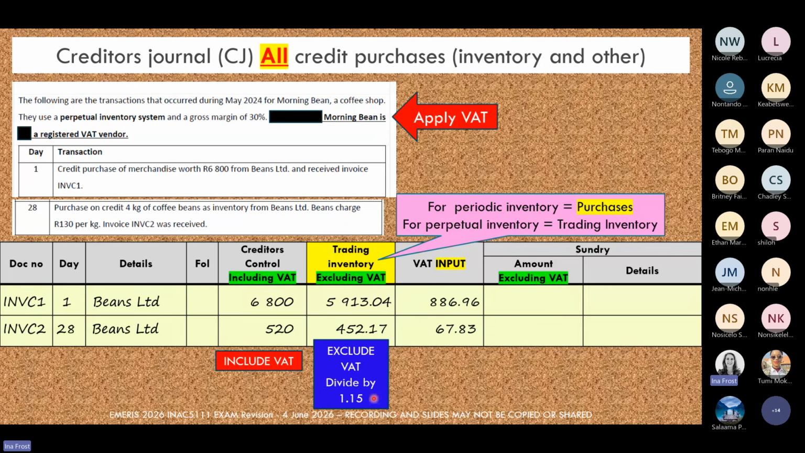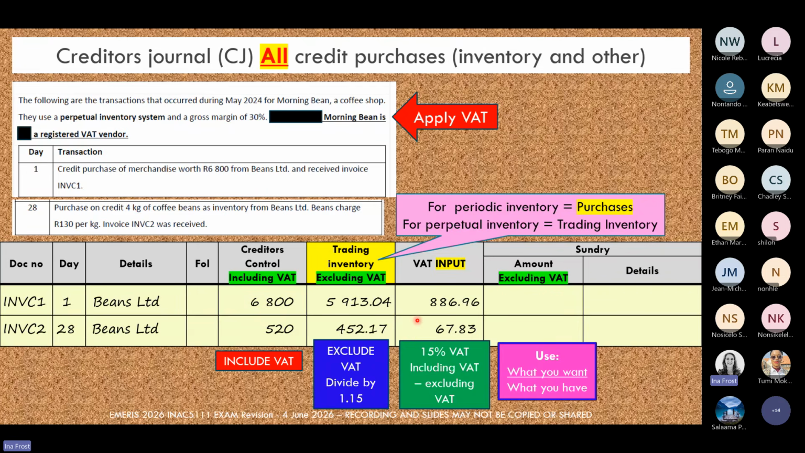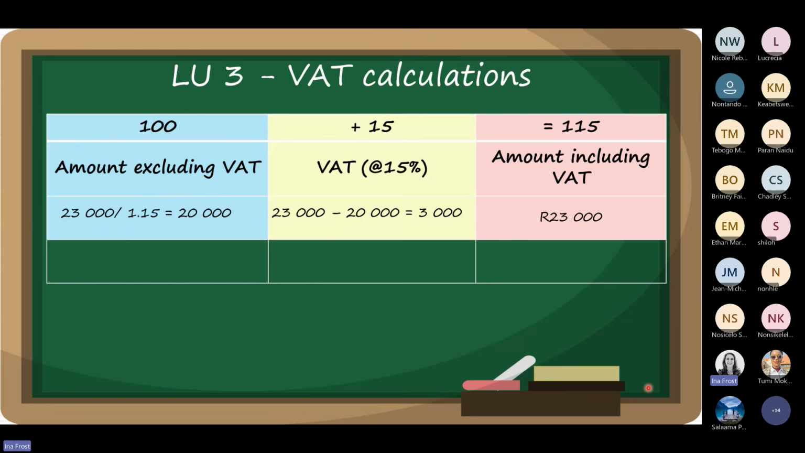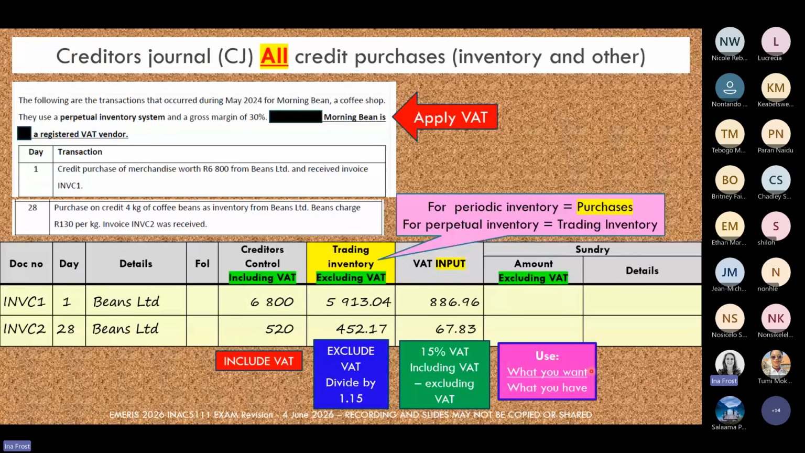So I'm going to divide by 1.15. And my input VAT, that is your 15%. I'm going to subtract the amount excluding VAT from the amount including VAT. You can also remember to use this formula of what you want over what you have. We discuss this formula in more detail in our Learning Unit 3 video or our Learning Unit 3 catch-up video. So please refer back to those for your VAT calculations.